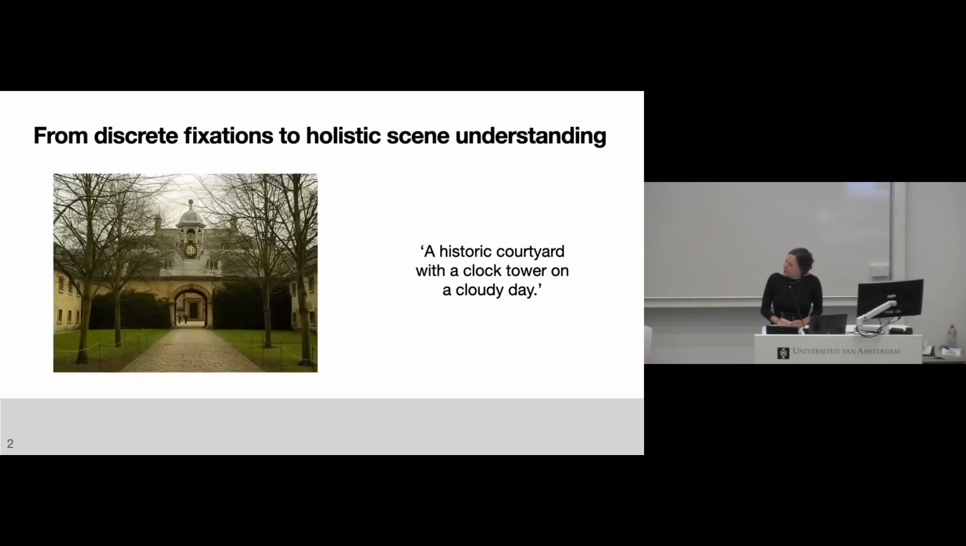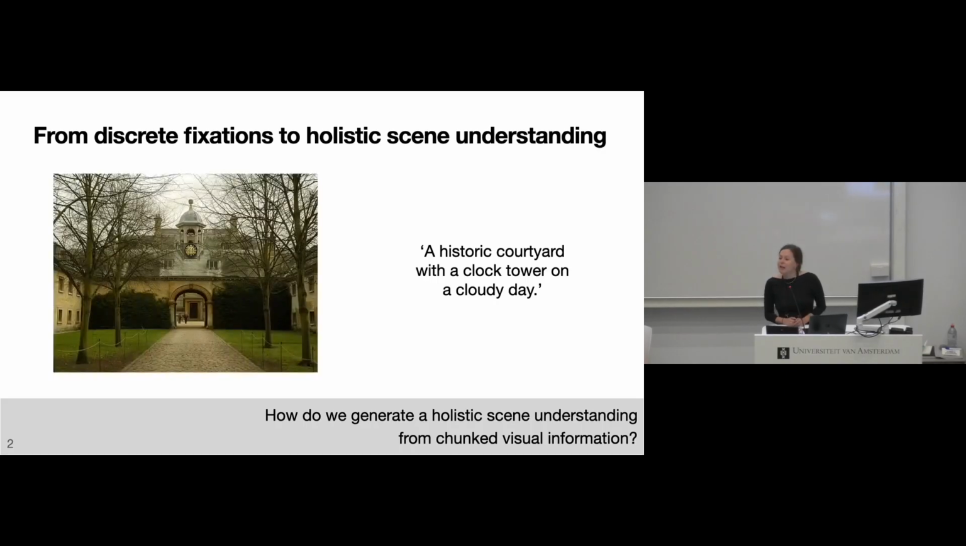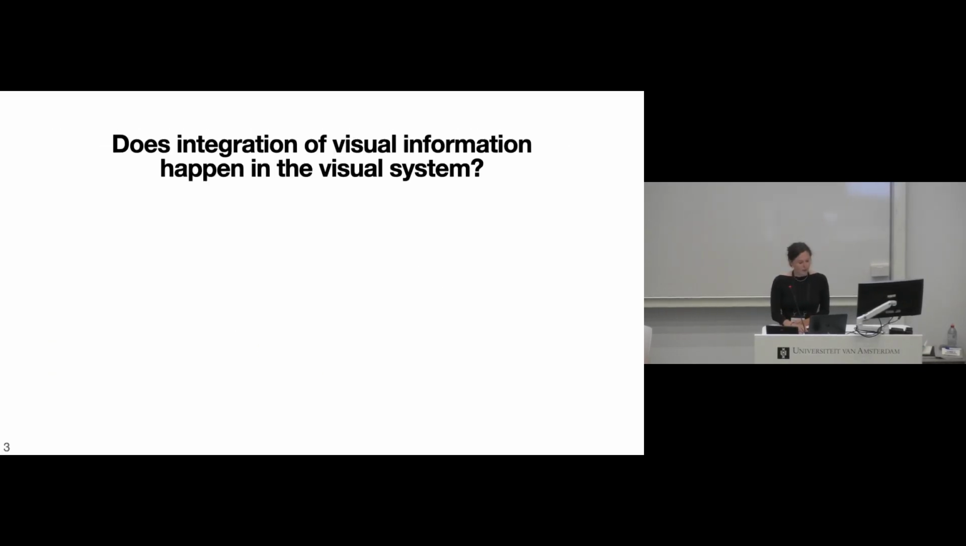Now, this might feel trivial, but it's really not well understood how we go from this discrete chunked visual information to this unified scene understanding, and this is the process we're interested in studying. So as a very first step, we wanted to know where in the brain such a process might happen. And because all of the information that you sample with your eyes is processed in the visual system, we thought a prime candidate for where such an integration process might happen are these areas. But does integration of visual information happen in the visual system? We did not see it there, and I want to show you how and why we came to this conclusion.